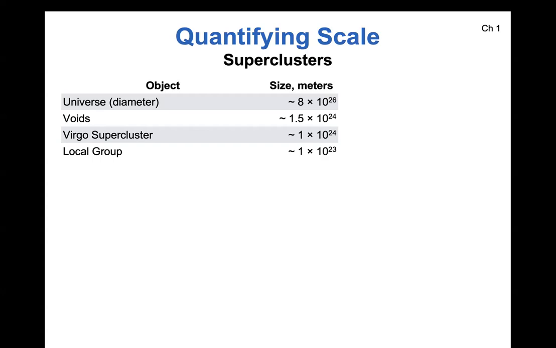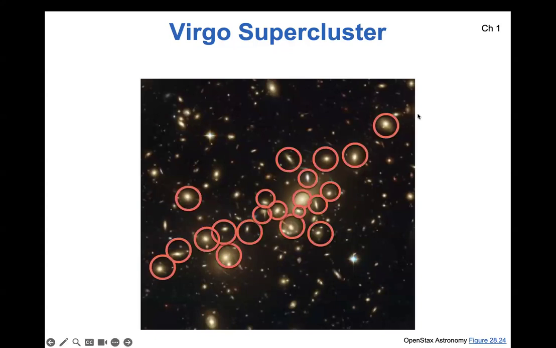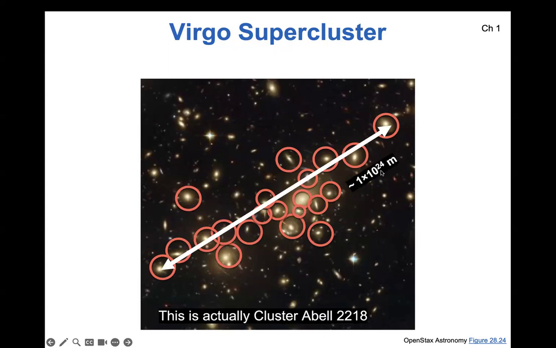All right, so we have the Virgo supercluster and the local group. These are clusters of galaxies. So here's the Virgo supercluster, which is like thousands of galaxies. Actually, it's tens of thousands of galaxies that are in one huge cluster, one of those clumps. And it's cool because it actually creates such a big gravitational effect that it bends the light waves. And so looking at the size of the cluster, it's about 1 times 10 to the 24 meters across.